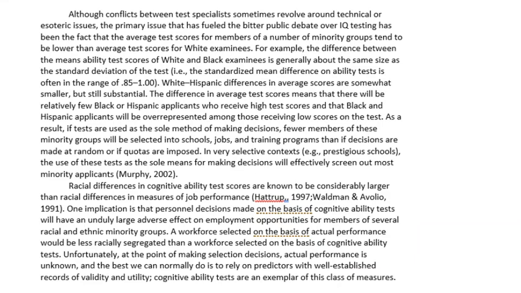For example, the difference between the mean ability test score of white and black examinees is generally about the same size as the standard deviation of the test, i.e. the standardised mean difference on ability tests is often in the range of 0.85 to 1. White Hispanic differences in average scores are somewhat smaller, but still substantial. The difference in average test scores means that there will be relatively few black or Hispanic applicants who receive high test scores, and that black and Hispanic applicants will be overrepresented among those receiving low scores on the test.